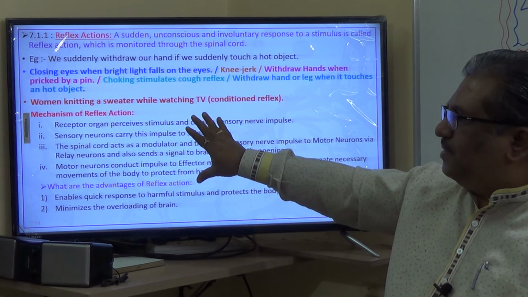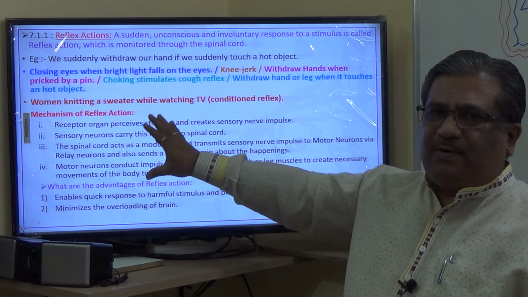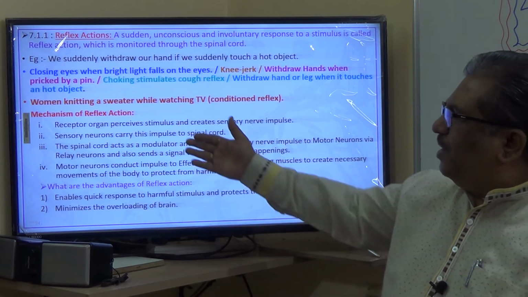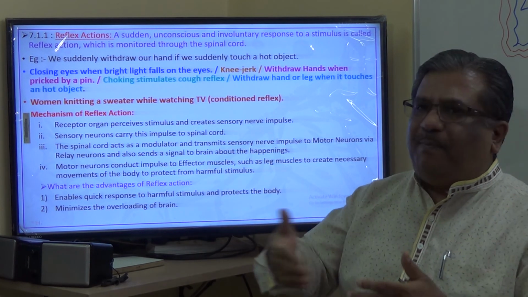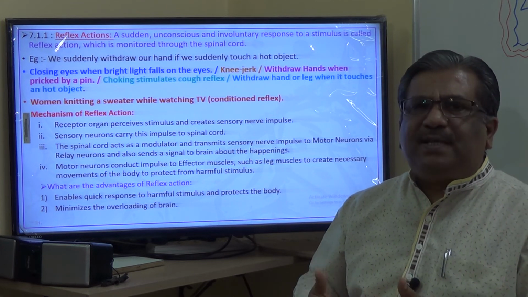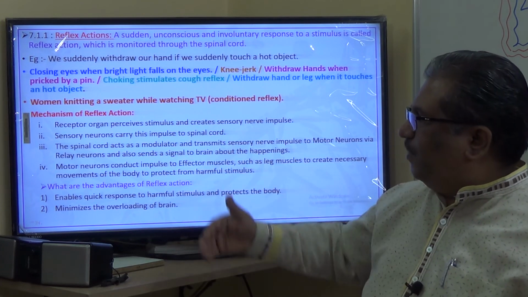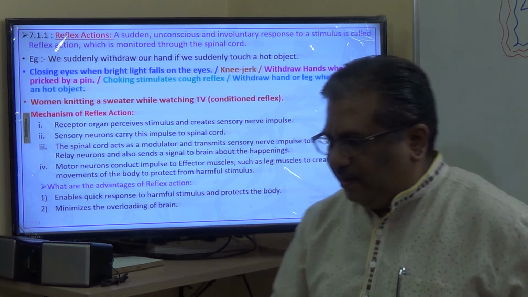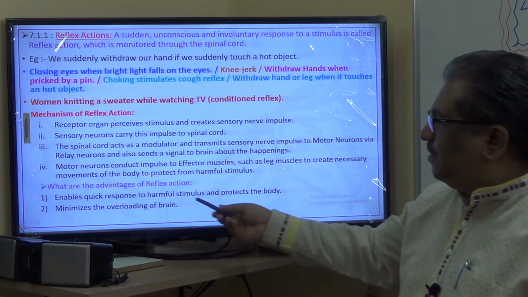So this is a mechanism, and generally a 2 marks question can appear, that is, explain the mechanism of a reflex action. This basically explains the pathway through which an electrical impulse is carried. Okay, fine.